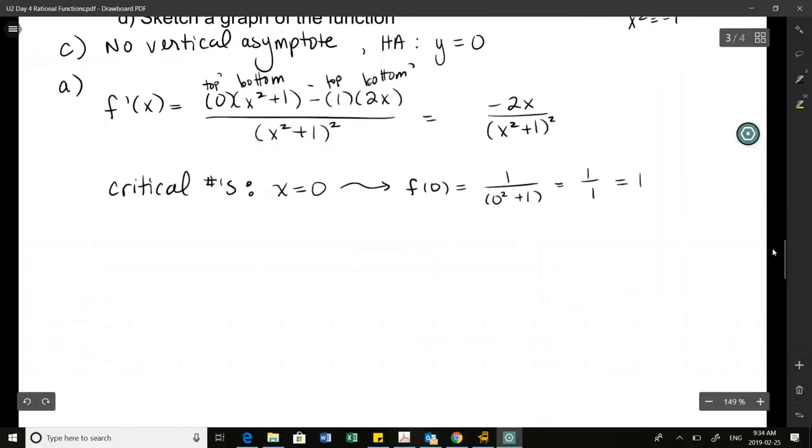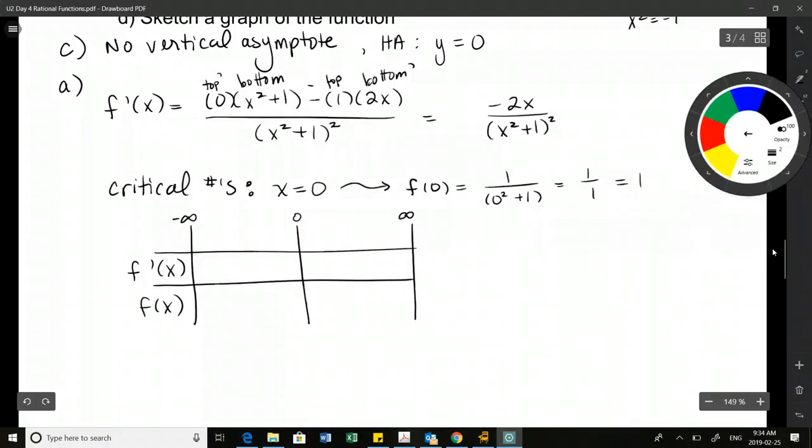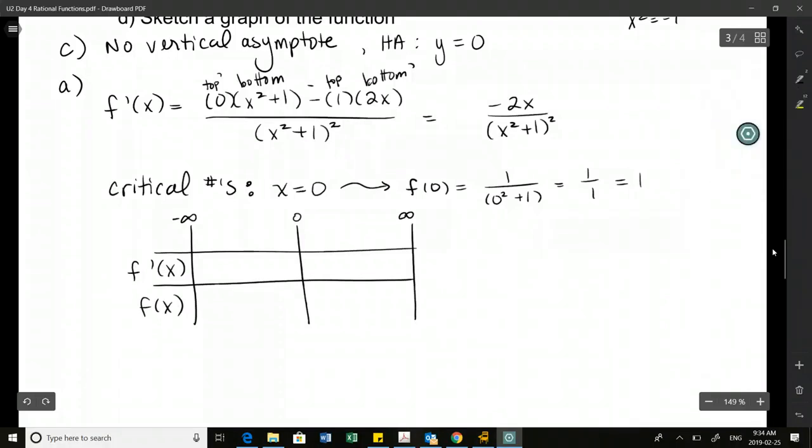All right. So we're going to make a chart. We only have one critical number, so we only need one line in the middle there. Choose some test values. And remember, we test these in the first derivative. We're not testing them in the original function. So I'm actually plugging them into our function here. And I just want to record whether we get positive or negative.